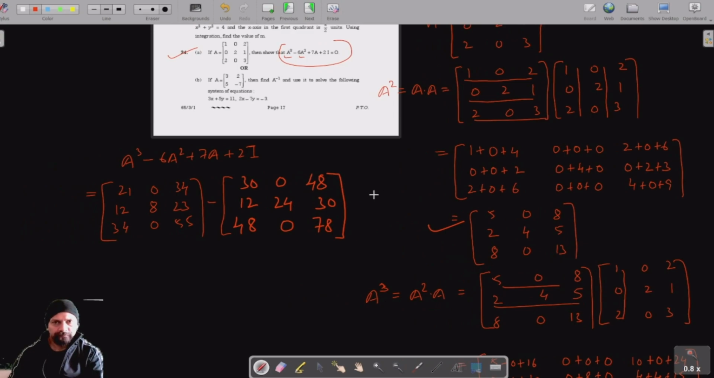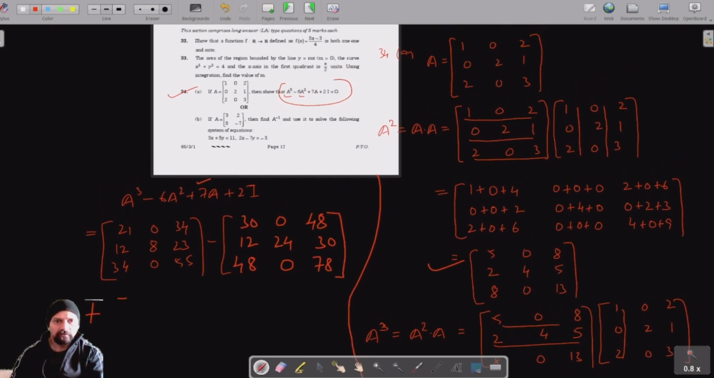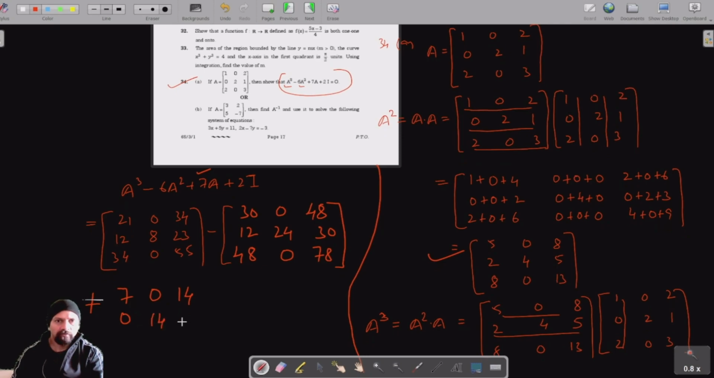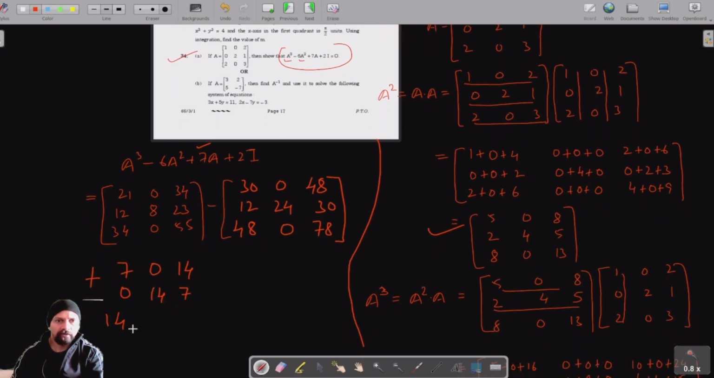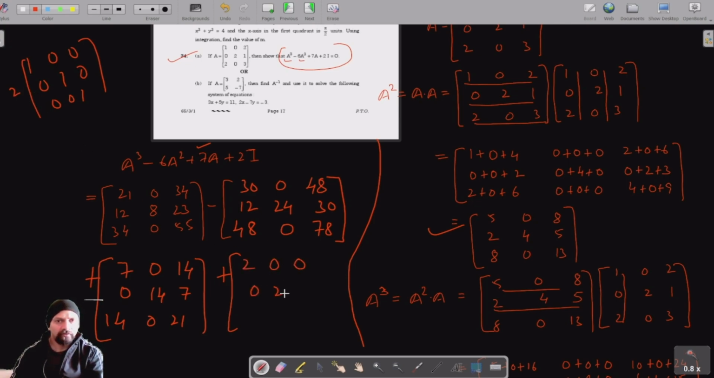And now plus 7A, plus 7 into A. So this is 7, 0, 14, 0, 14, 7, 14, 0, 21. This is 7A. Plus 2 into our identity matrix. So the identity matrix is 1, 0, 0, 0, 1, 0, 0, 0, 1, and this has to be multiplied with 2, which gives us 2, 0, 0, 0, 2, 0, 0, 0, 2.